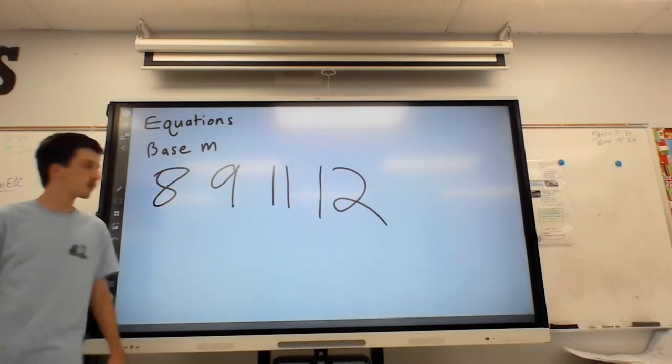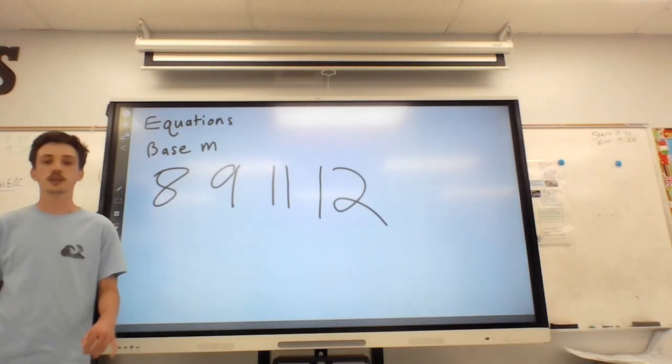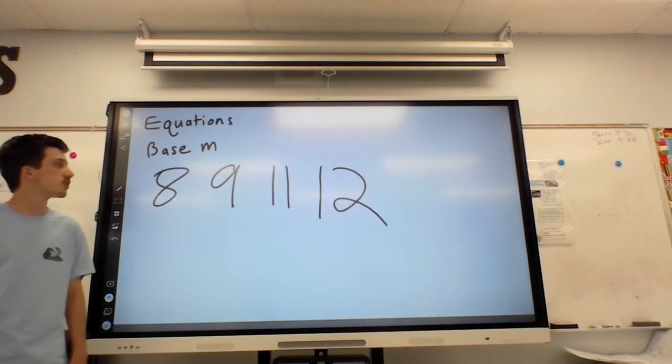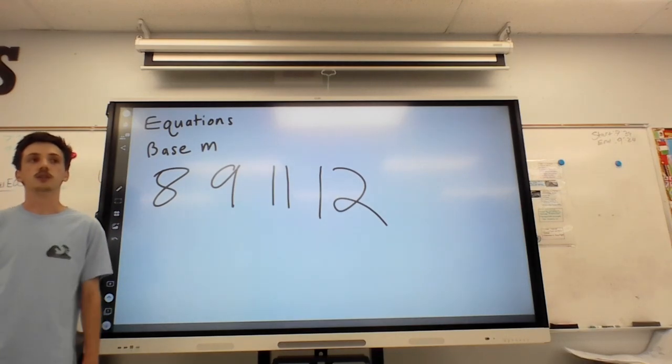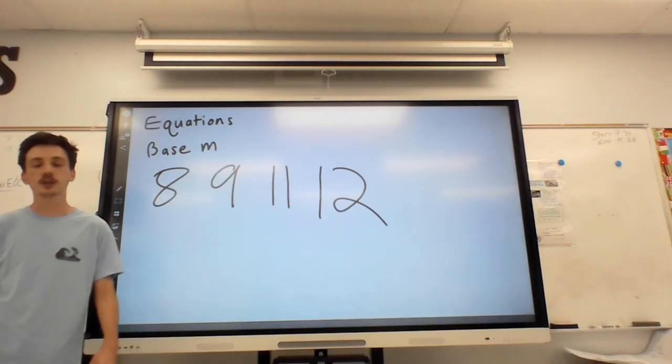Basically what this does is change your number system from base 10 to base 8, base 9, base 11, or base 12. It doesn't affect the ones place very much, but it will definitely affect the tens place, and hundreds place, and thousands.